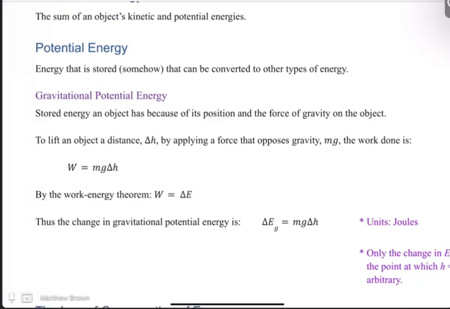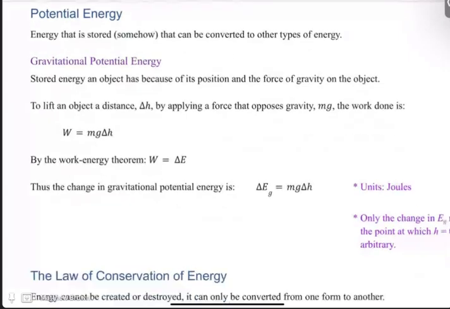Potential energy, just in general, is some type of energy that's stored, which can be converted to some other type. Although I don't know any type that can't be converted. Gravitational potential energy, which is the type we'll use mostly in here, is potential energy, so stored energy that an object has because of its position and the force of gravity on the object.